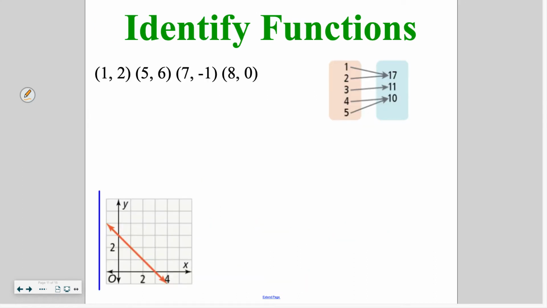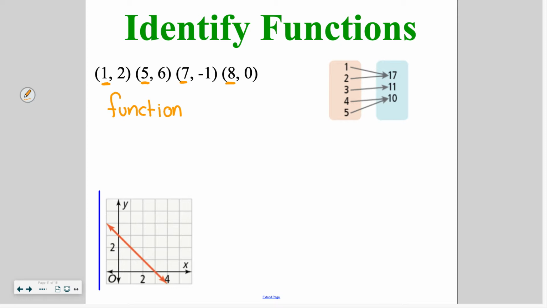Next thing we're going to talk about is being able to identify functions. There are 3 different formats in which you could see a function: listed out as ordered pairs, listed out in the map, which we talked about, and then in a graph. When you're looking at the ordered pairs, you want to make sure you start by looking at your x values. We've got 1, 5, 7, and 8. Those are all unique x values. So since there's no repeats, it's definitely a function.